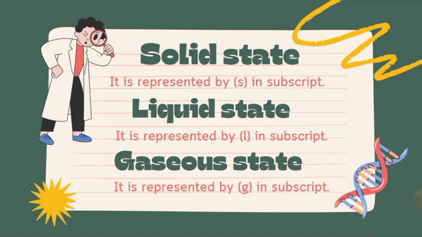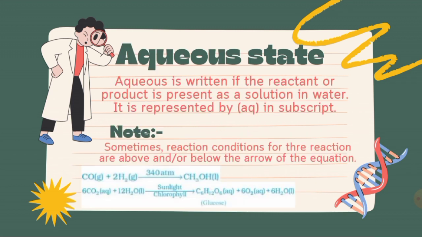If the element or compound is in solid state, you have to represent it in this way. You have to put a bracket and write s inside it as a subscript. I have written down a subscript, it should be written. Similarly, if it is in the liquid state, then you have to write small l in brackets. And if it is in the gaseous state, it's represented by small g, and all these have to be written in the subscript only.